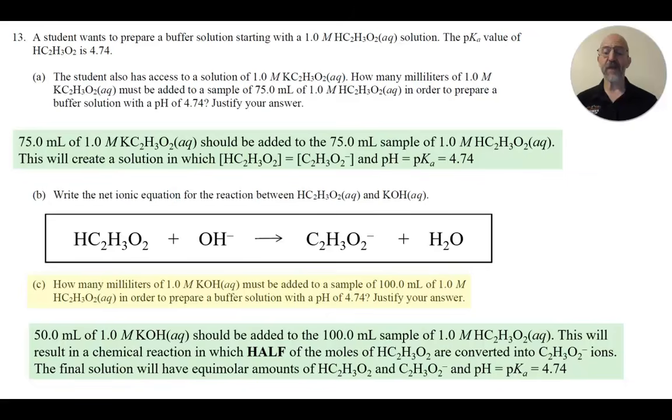And so if we do that, then the final solution will have equimolar amounts of the weak acid and its conjugate base, and then pH equals pKa, 4.74. So the half titration method is another good way to make a good buffer. Now you can see all of the answers to question 13 in the packet. This was the last question in this packet.